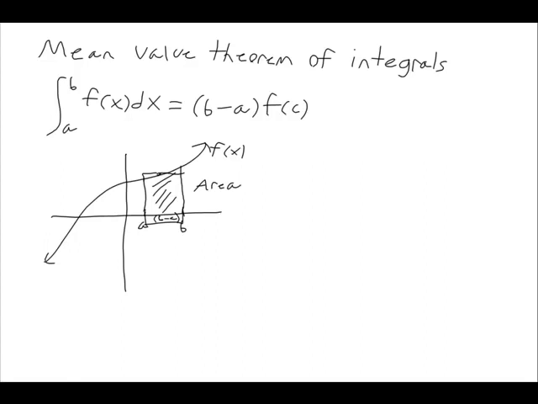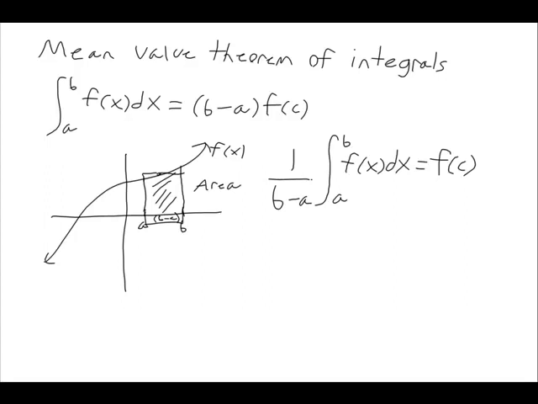The more important use of this is how we apply it in finding average value. Because if we divide by b minus a on both sides of that equation, we get the average value equation, which states that 1 over b minus a times the integral from a to b of f of x dx is equal to f of c. And f of c is the average value of the function. So if you took an infinite number of y values over that interval, added them all up, divided by how many you have, you find the average of them. That's what this f of c is.